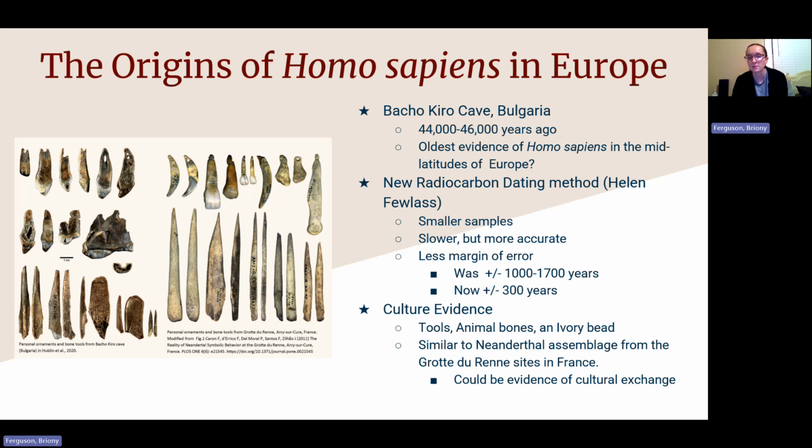We know it is Homo sapiens instead of Neanderthals based on the assemblage found. So there are a lot of tools and styles that we don't typically see in Neanderthal assemblages or really see at all. However, some parts of this assemblage are very similar to a Neanderthal assemblage from the Grotte de Rune site in France. This could be a coincidence, but it also could be the first good evidence that we have of cultural exchange between Neanderthals and Homo sapiens. So they were not just warring out against one another.